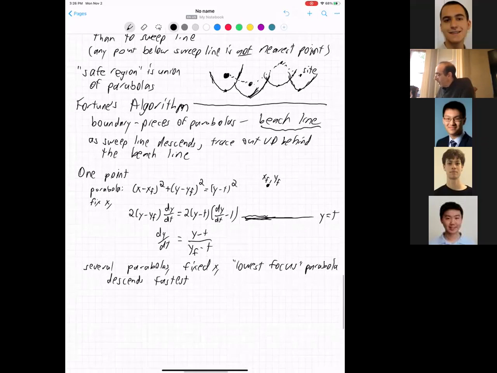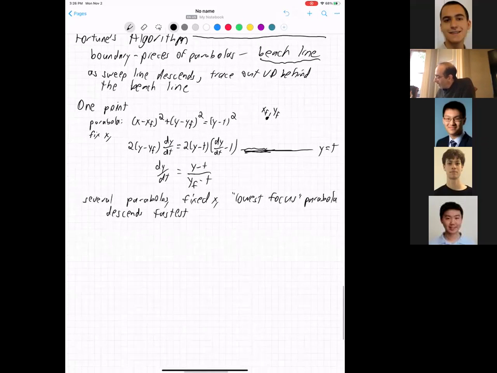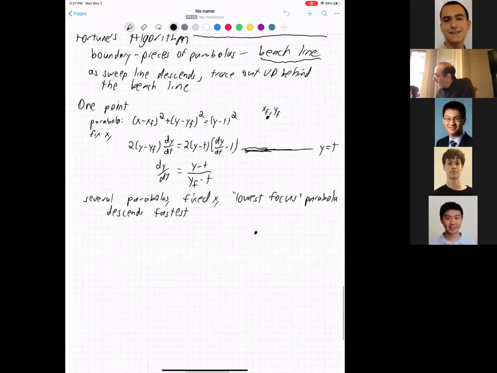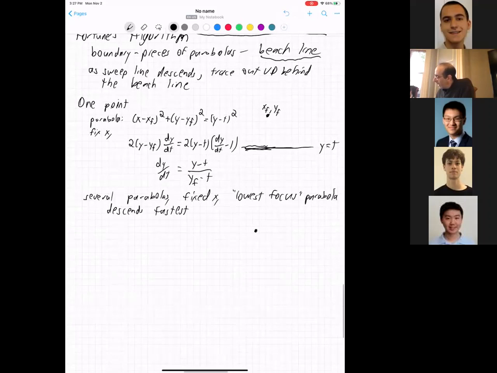So now we're going to use that. Let's move on to considering this one point. The sweep line descends, and I have this parabola, and at some point the sweep line reaches another point. Okay. Now, when we reach the second point, what happens to the beach line?